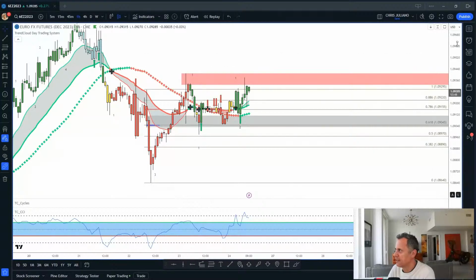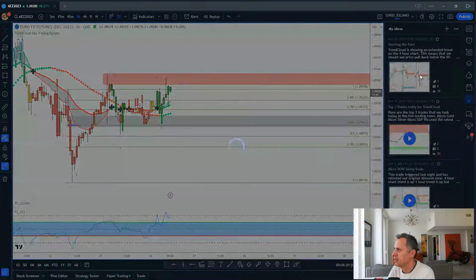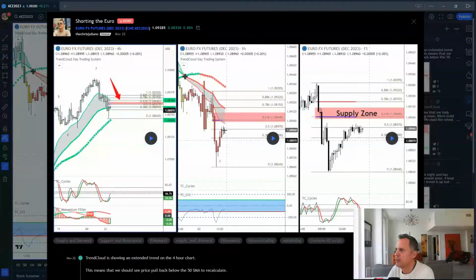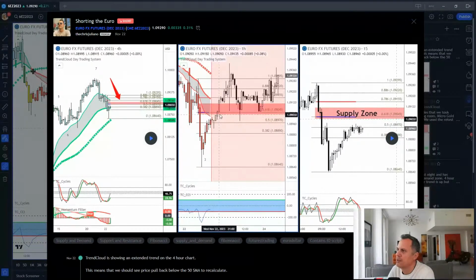Okay, so I think if we go out to the ideas, let's take a look. My ideas right here. Here's the trade, right? This is what it looked like. This is what the setup looked like originally. And take a look and see what happened from there. Okay, so from there, it pulled up, it did go through, then it found support.